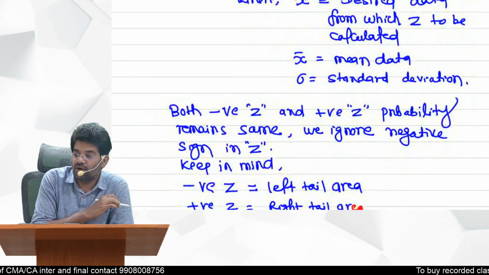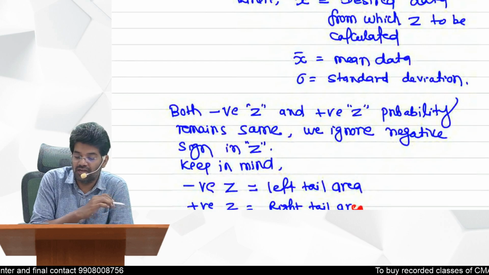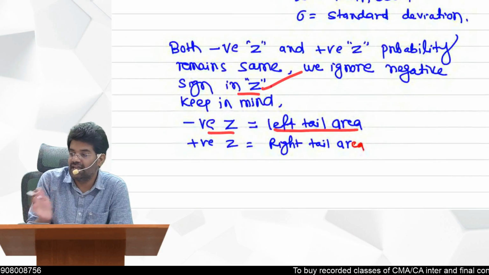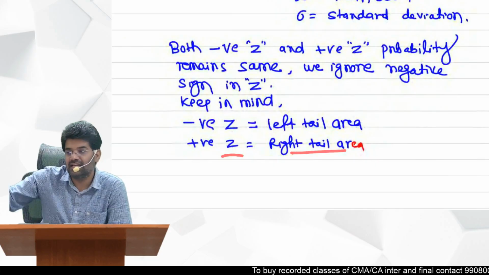Positive and negative probability remains the same only. We ignore the negative sign in Z. Keep in mind, negative Z is equal to the left tail area, and positive Z is the right tail area.